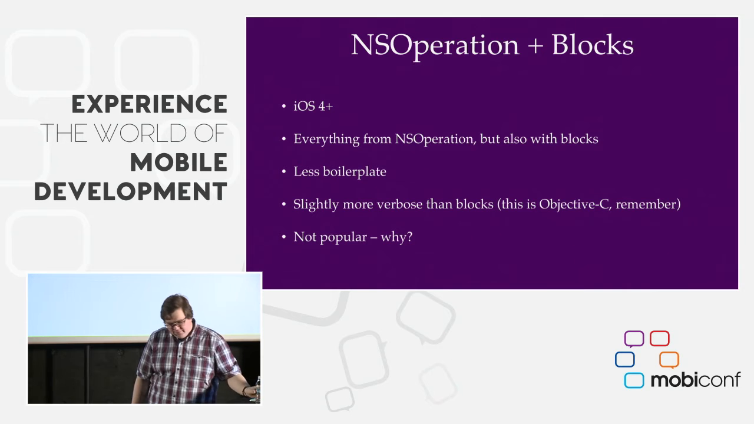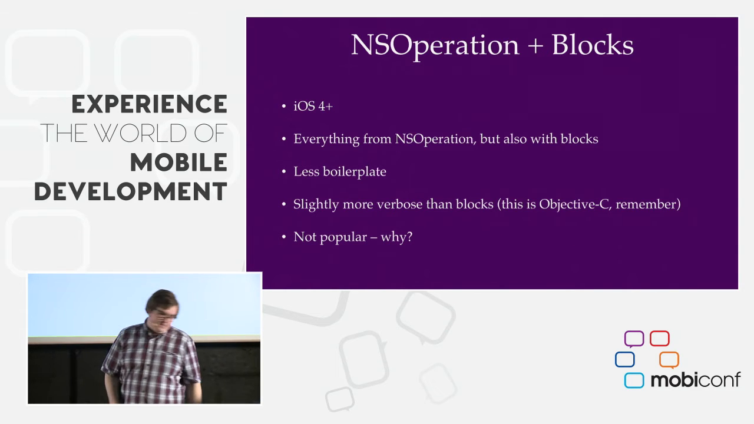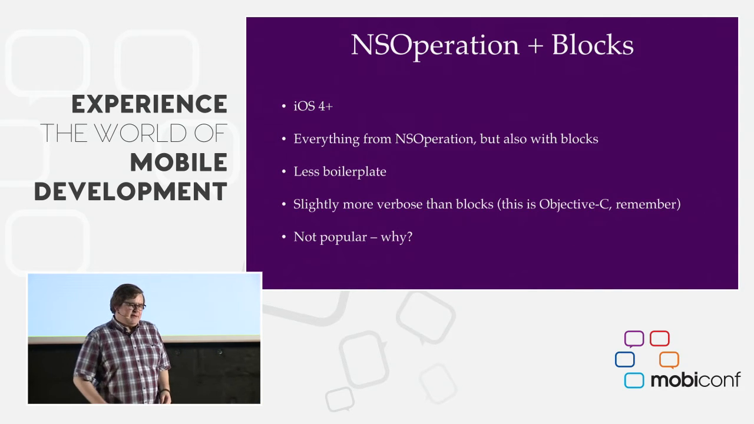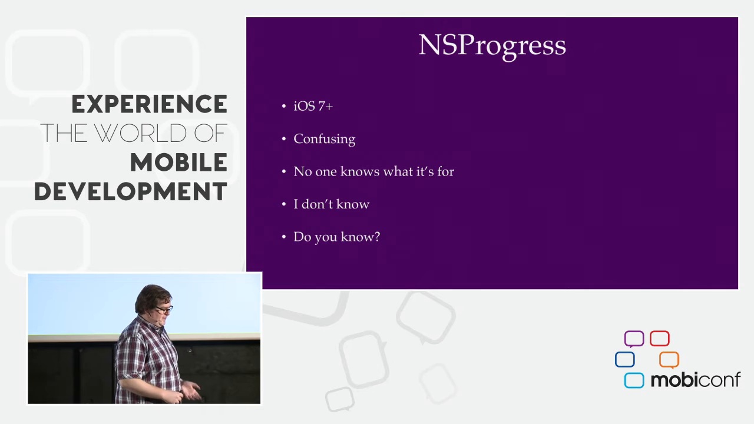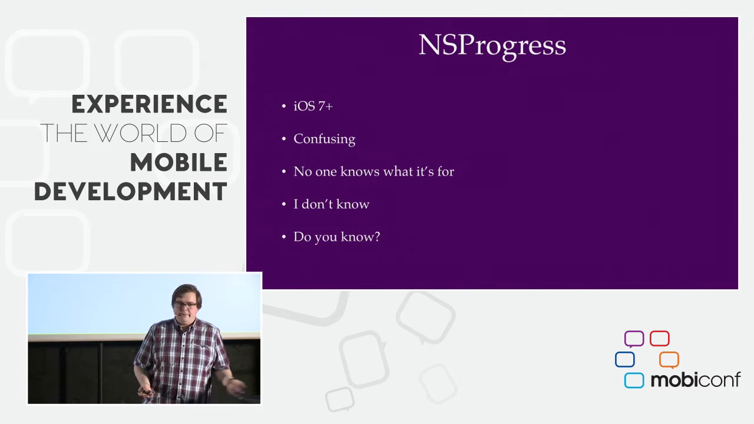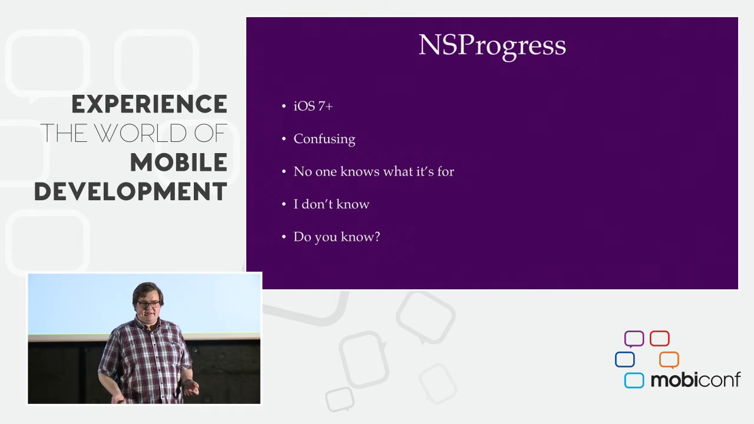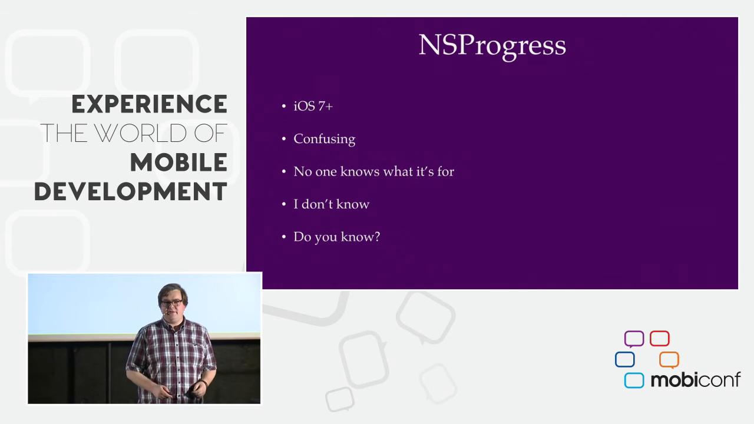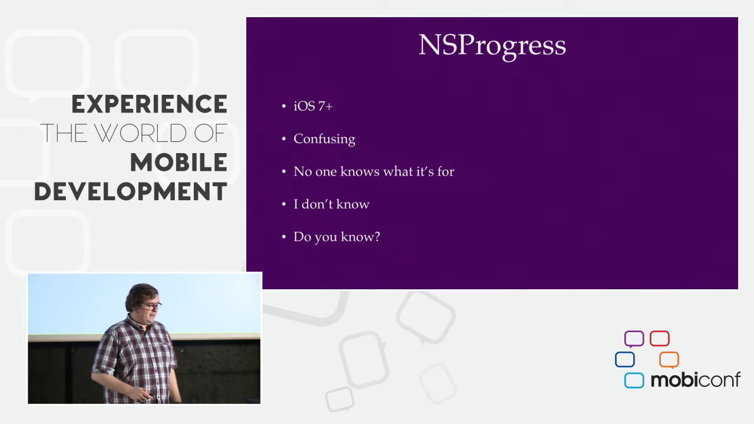So we waited a few more years, and then iOS 7 came out. And we got this weird class called NSProgress. It's confusing. No one knows what it's for. I don't know. Maybe you know. Anyway, let's skip it. It's been on my to-do list to figure out for years. It does something with asynchronous programming, but no one really knows what it is.